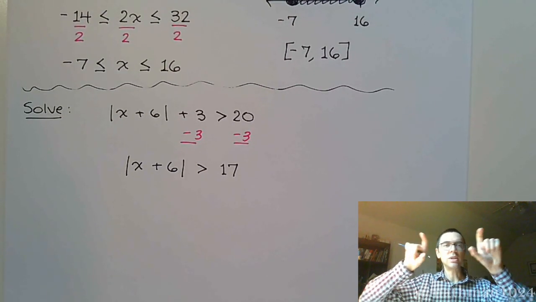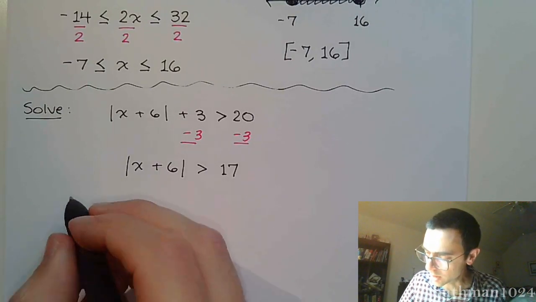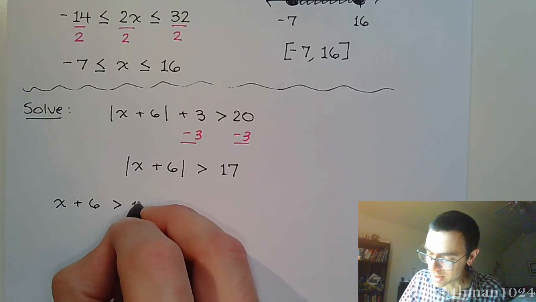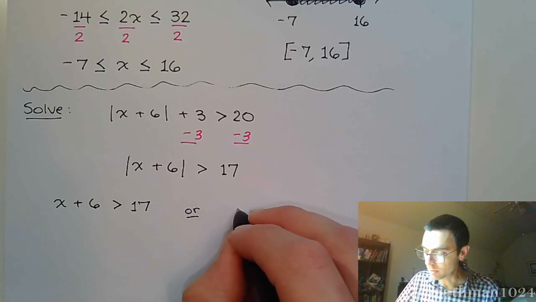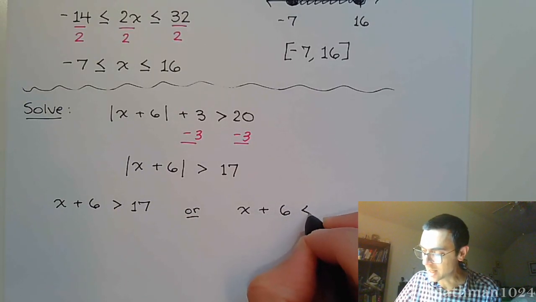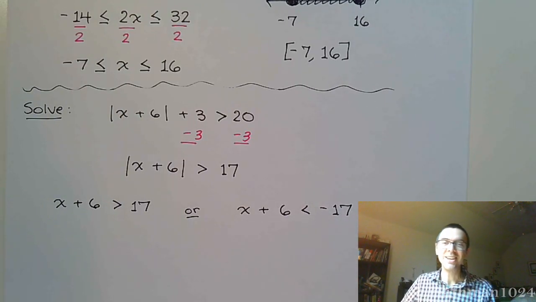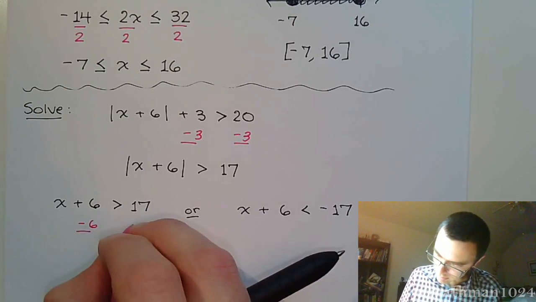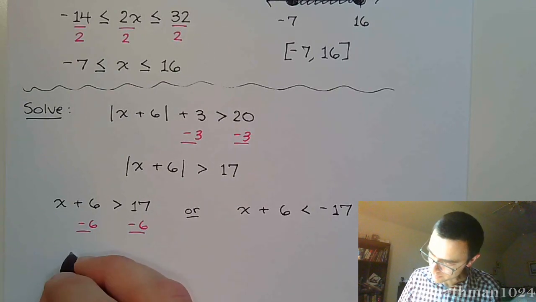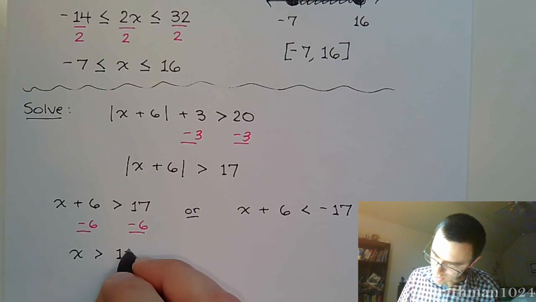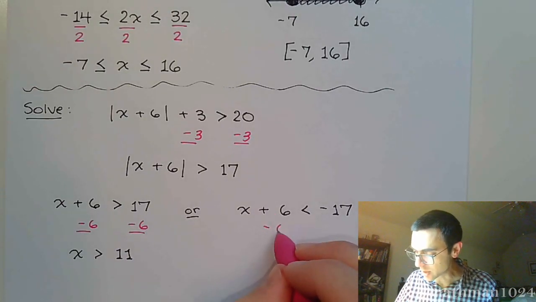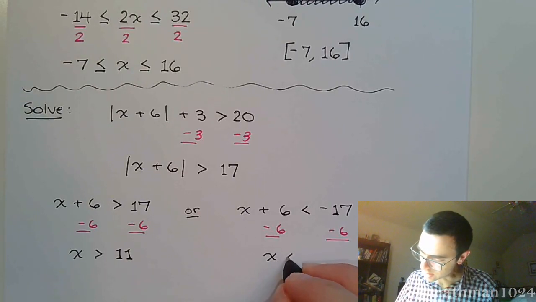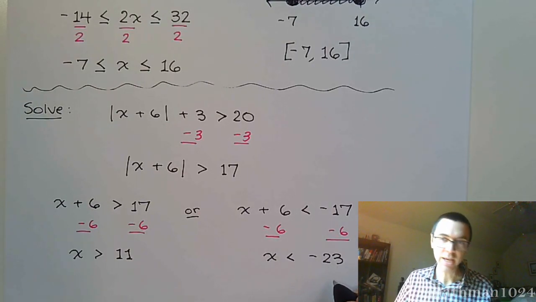So since we have 2 different sections, we must have 2 different inequalities. That means that x plus 6 has to be greater than 17, or x plus 6 has to be less than negative 17. All right, so subtract 6 on both sides here. X is greater than 11. And we do the same thing over here for this one. Subtract 6 on both sides. X is less than negative 23.